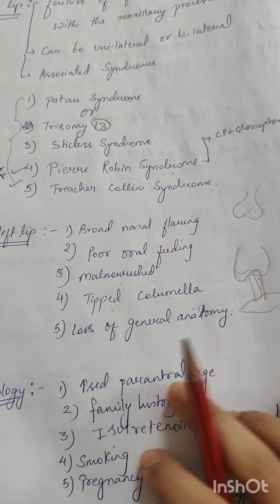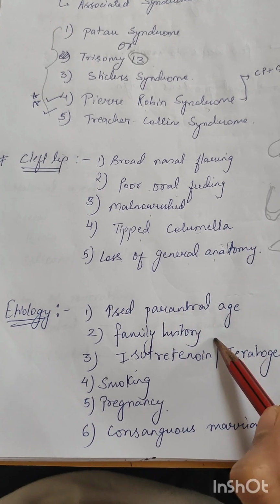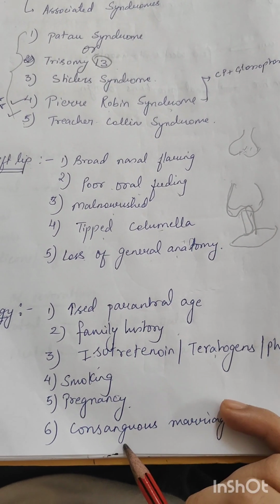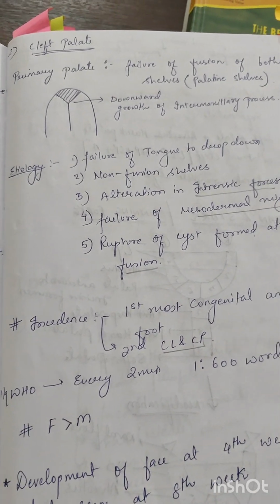Loss of general anatomy. Etiology can be due to increased parental age, family history, teratogens or phenytoins, smoking during pregnancy, and consanguineous marriage, that is marriage among the cousins or relatives. Okay, so next is the cleft palate.